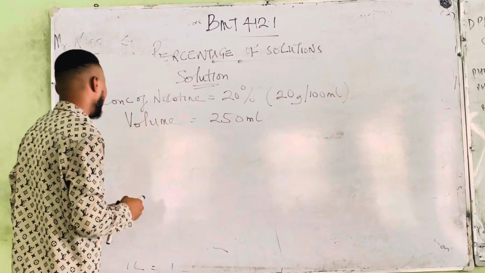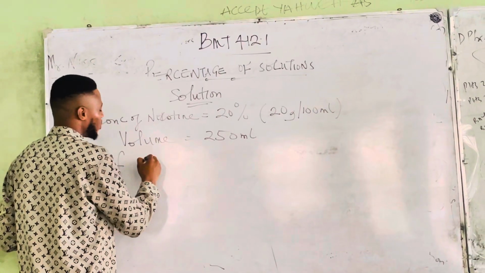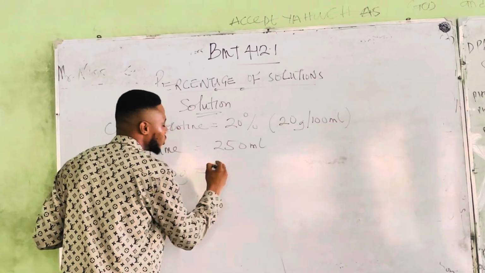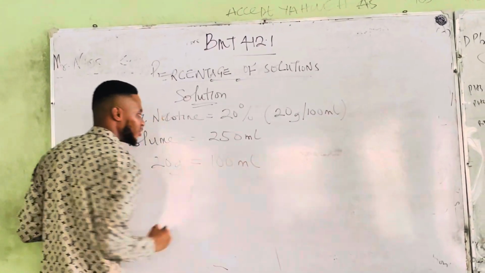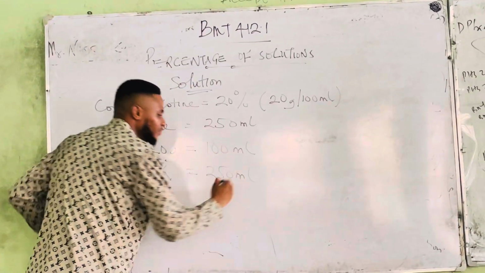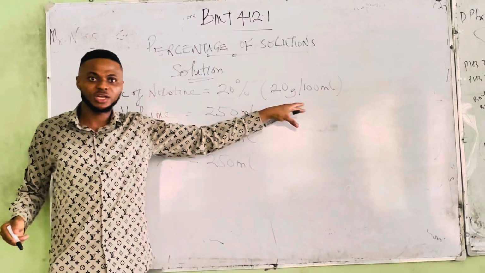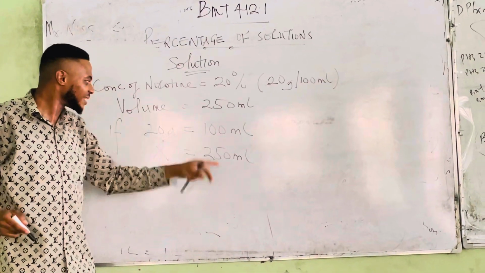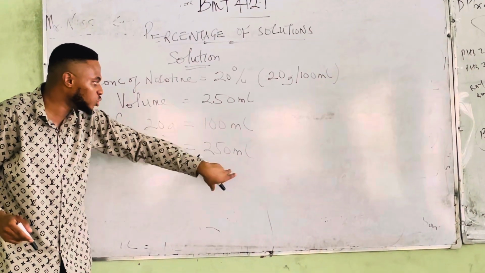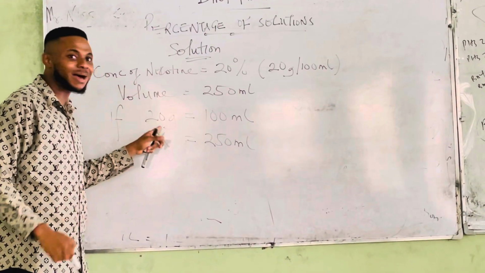Now look at this, guys. We say if 20 grams is equal to 100 ml, X will be equal to what for 250 ml? Because we know this concentration already. So how do we get the mass that will dissolve in 250 ml to get this concentration? We are looking for the mass in grams.